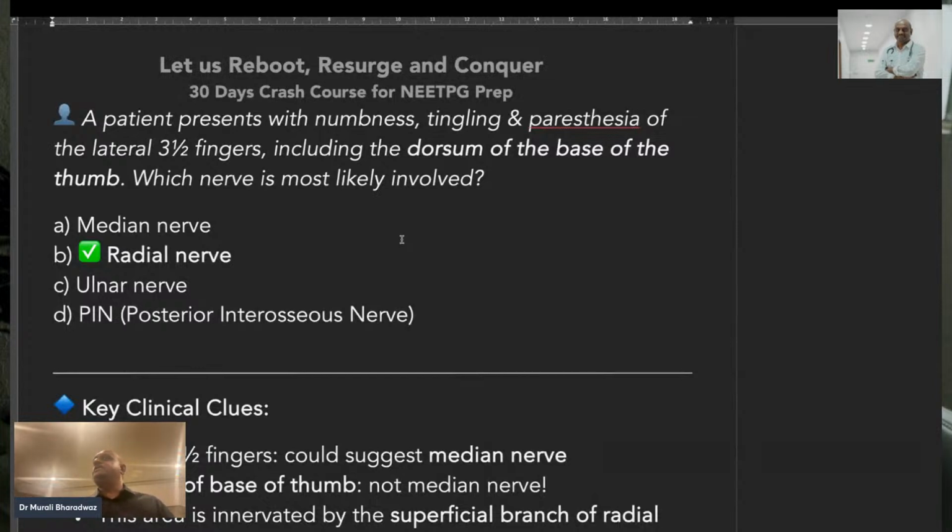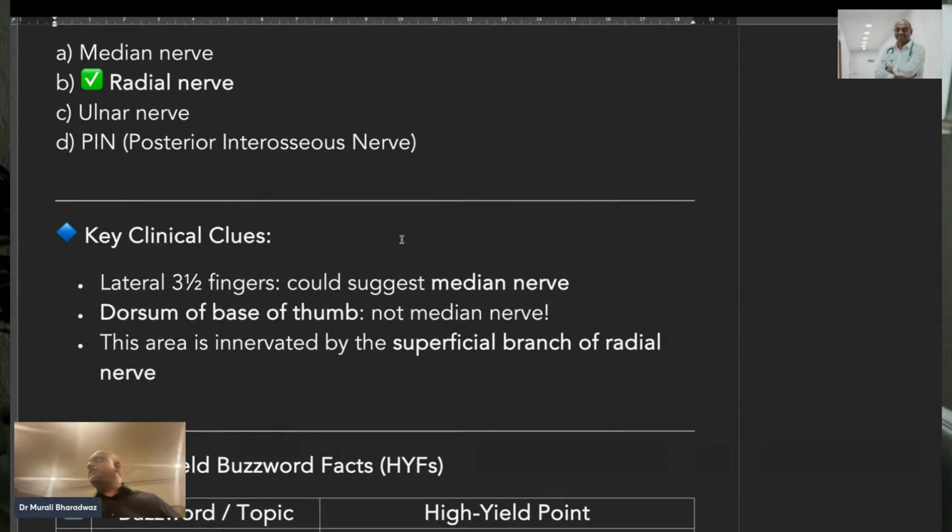The patient has numbness, tingling, paresthesia along the lateral 3.5 fingers, including the dorsum of the base of the thumb. Here is the anatomical snuff box area. That is why it is the radial nerve, right? So write it down once quickly.